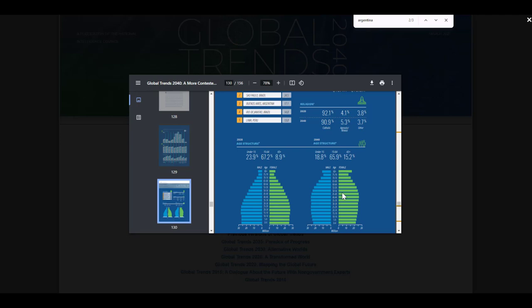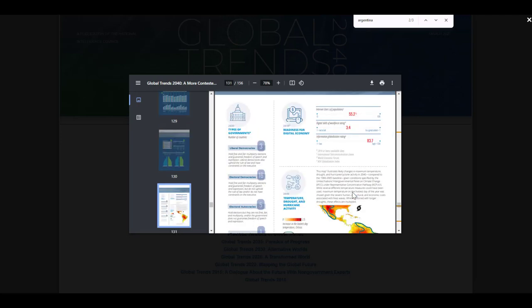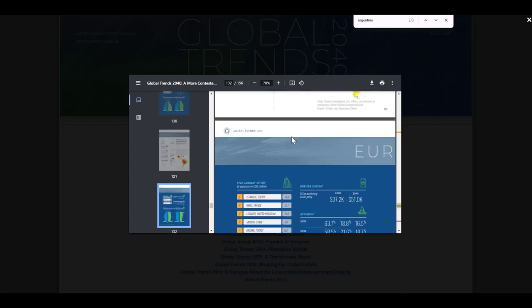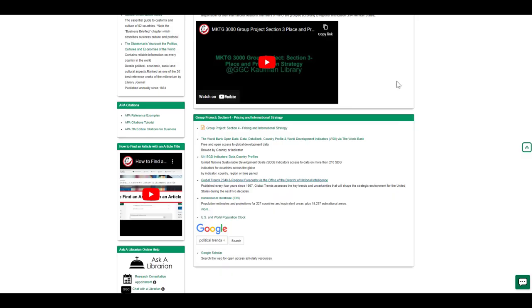Here's some information on age structure, some different facts that I can pull up. Readiness for digital economy. I thought that was interesting as well. And we already went over internet usage in a different report. This is Latin America. Mine was a little bit higher for Argentina. And it gives me a little bit about the political climate and the governments there, and the geographic climate as well. So I can go in and look at that information. So I'm just going to close that. That was what I found interesting on that one.